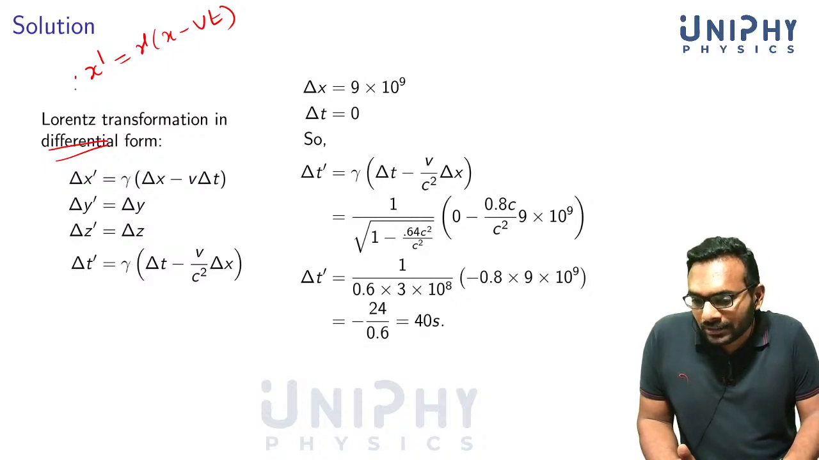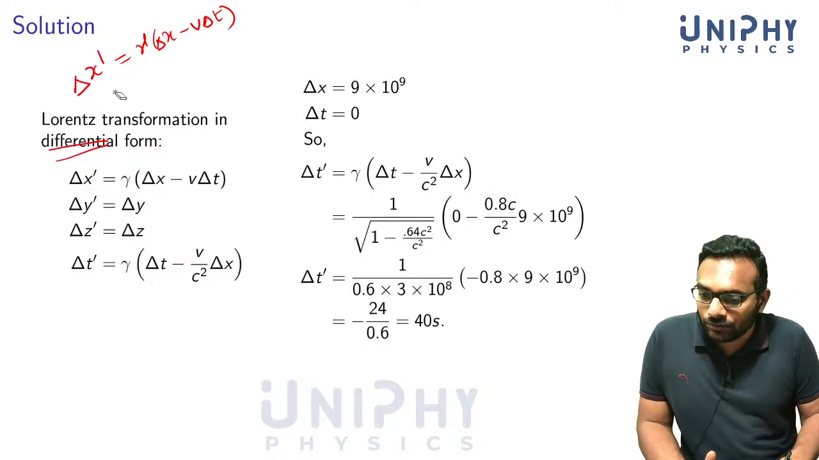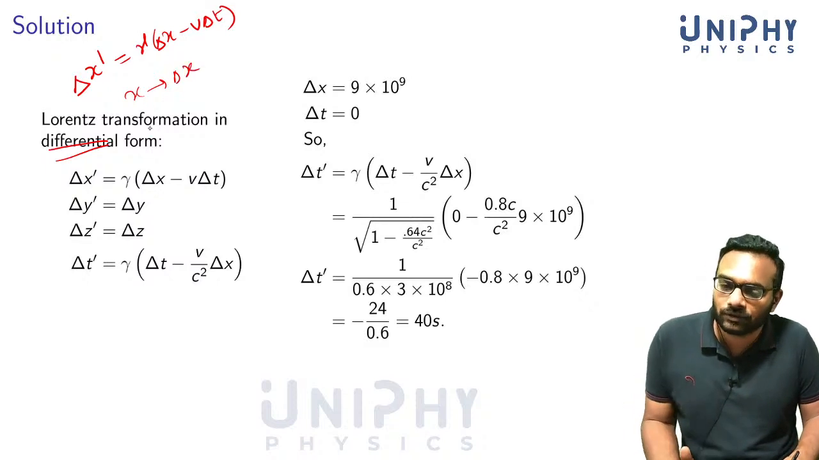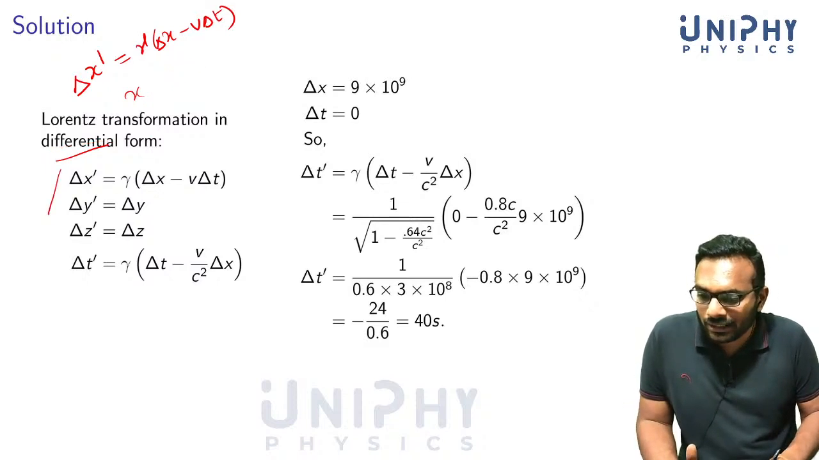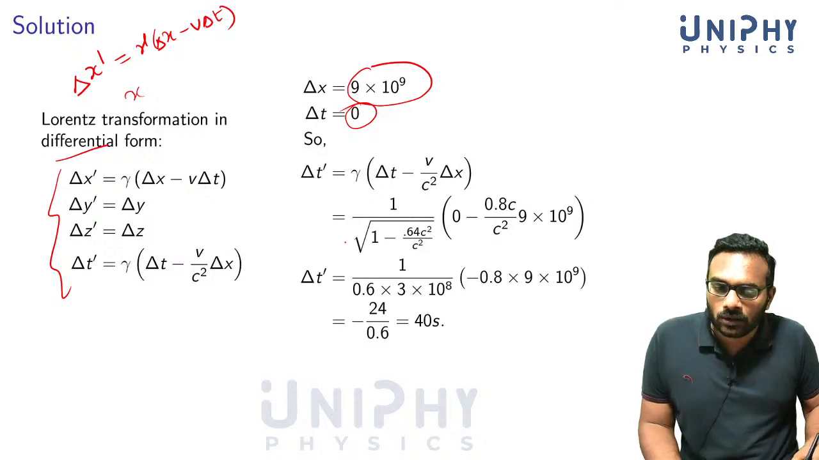Now, in order to get the differential form, you just put a delta here or d here. Why does it happen? Because we know that Lorentz transformations are linear transformations. So if you just substitute x by delta x, etc., you will get the corresponding differential form. Now this is easy. You write the Lorentz transformation in the differential form, and you have delta x equal to 9 into 10 raised to 9, delta t equal to 0. It's just blind substitution.